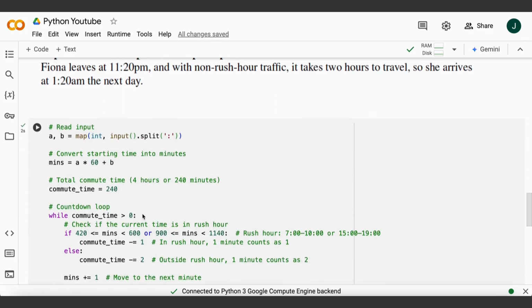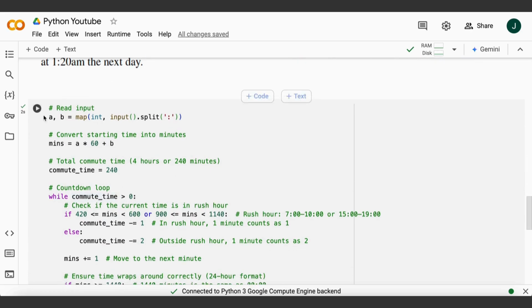Okay, so my solution here starts with the input, right? Nothing fancy. I got the input, split it with the symbol, and use map, which is an iteration that turns the input into integers, right? So that's the input, and then convert the starting time into minutes, right? So minutes is hour times 60 plus b. Okay, also nothing fancy.